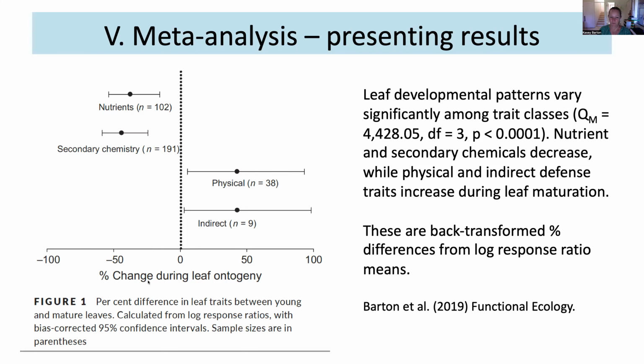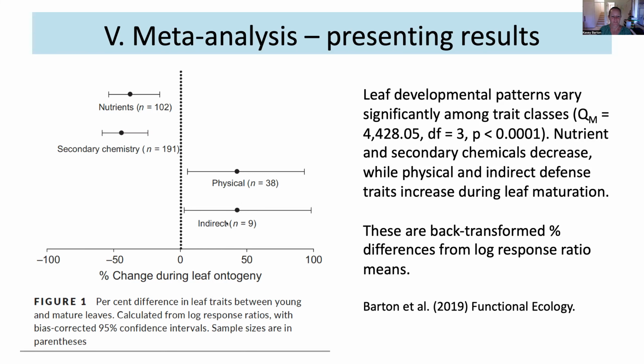So that's the benefit of log response ratios, is you can do these back transformations to get percent differences between your groups. In this case, the groups are young, immature, and then mature leaves. So for nutrients and secondary chemistry, there's a significant decrease as leaves mature. So nutrients become more diluted and secondary chemicals become more diluted. And I know that's significant because the 95% confidence intervals do not overlap with 0. And then this is the number of effect sizes that went into that group estimate. So the number of data points from different studies.